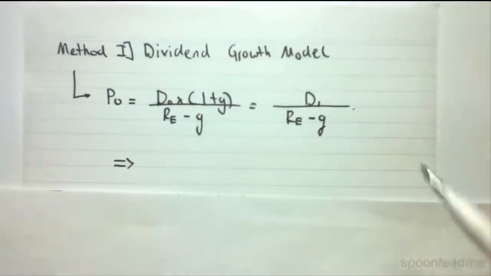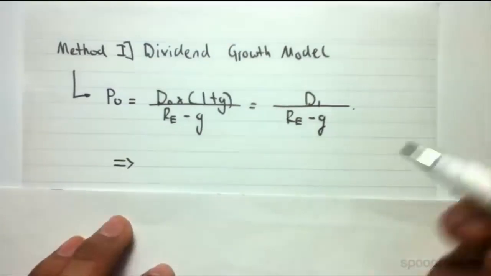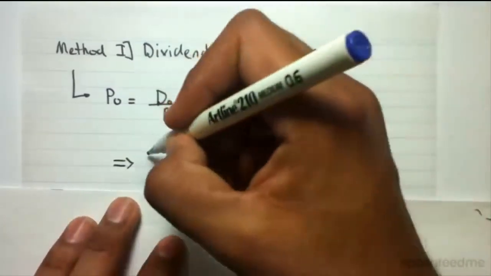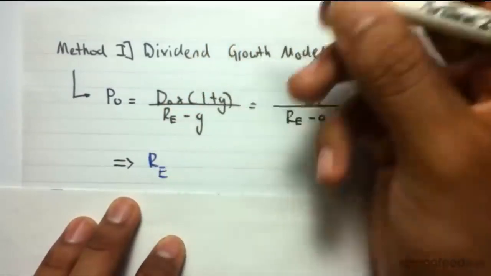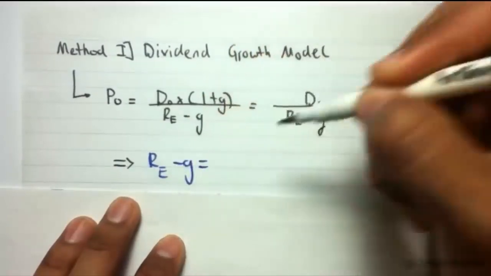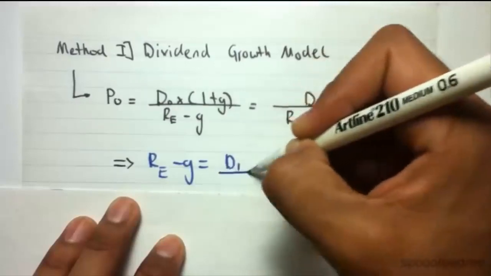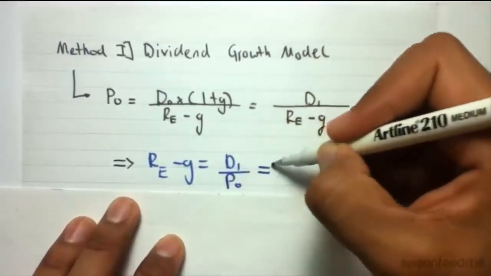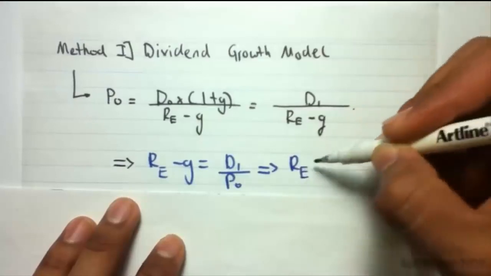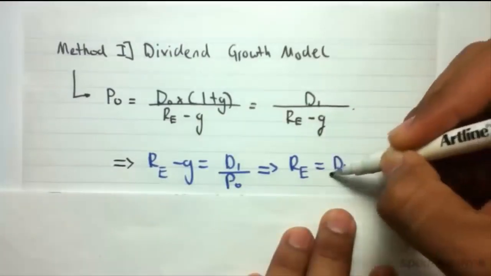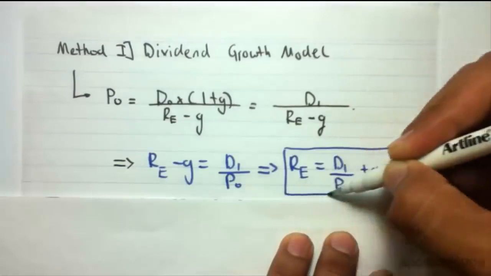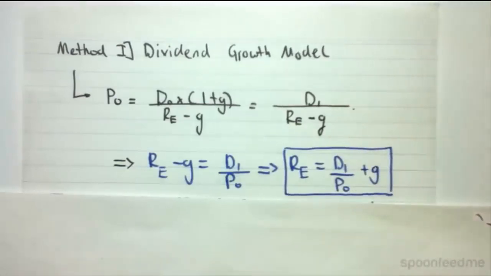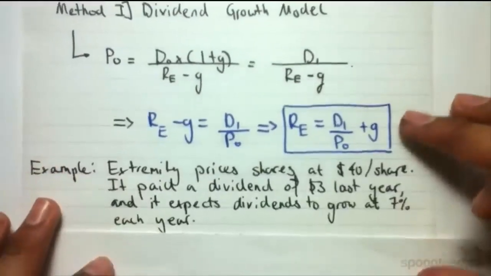And so making RE the subject, I can say that RE minus G is equal to D1 divided by P0. And this implies that RE is equal to D1 over P0 plus G. And there we have it. That right here is going to be our return on equity. So now we can do an example.